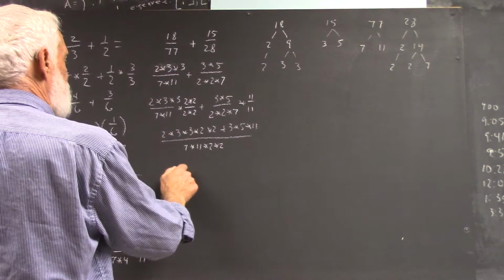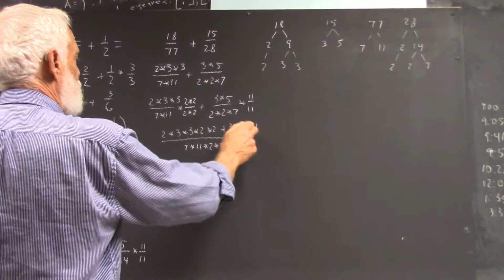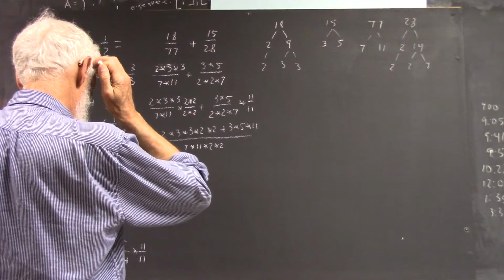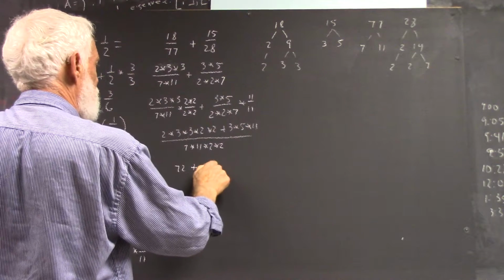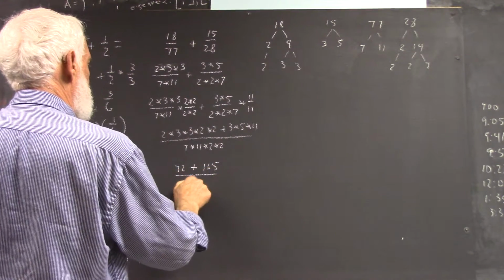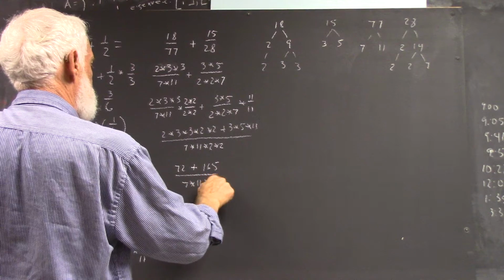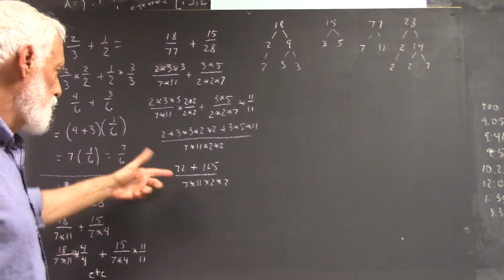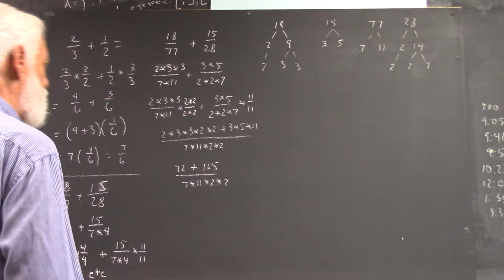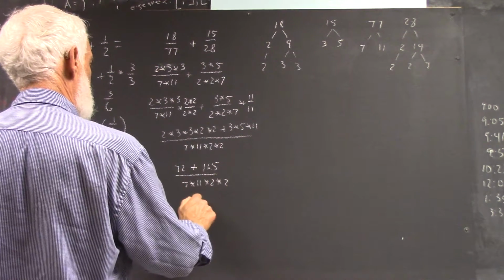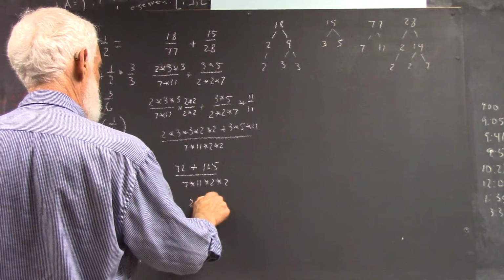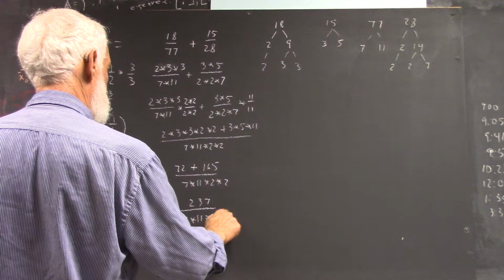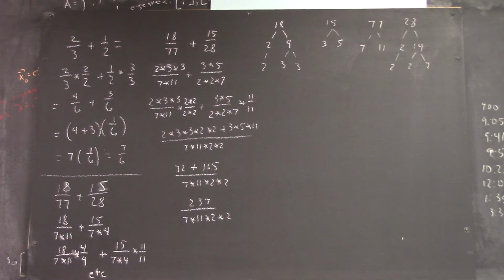That's 8 and that's 9, so this is 72. That's 15 times 11, 165, over 7 times 11 times 2 times 2. Now, why didn't I multiply this out? Well, you'll see in a minute. Why did I multiply these out? Well, because if I add these up, I get 237 over 7 times 11 times 2 times 2, right?